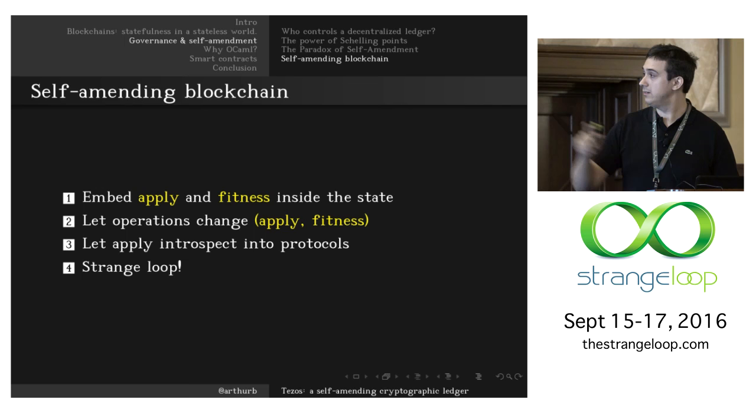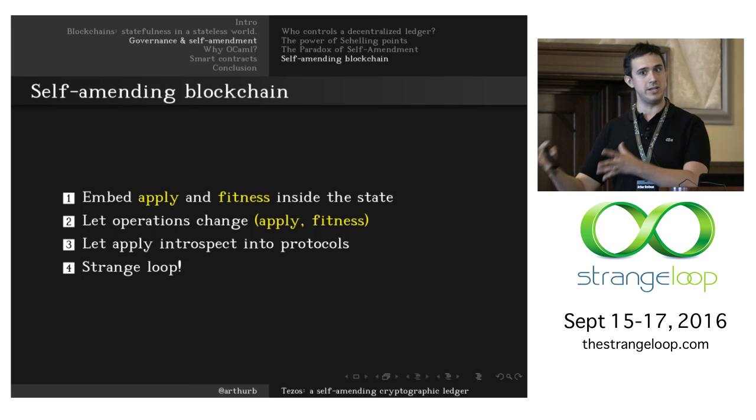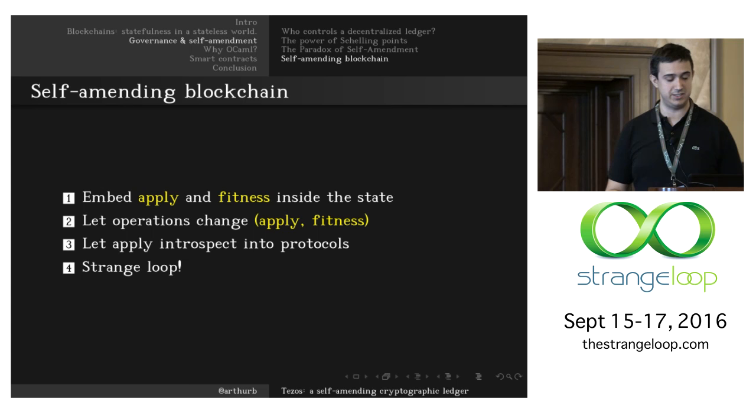The apply function is going to see an operation that changes itself. And now we're going to let apply introspect into the protocol. So apply is going to be given a new version of the protocol. It's going to look into it, and it's going to decide if it's a valid change of protocol or not. And what we actually get out of this is a genuine strange loop.